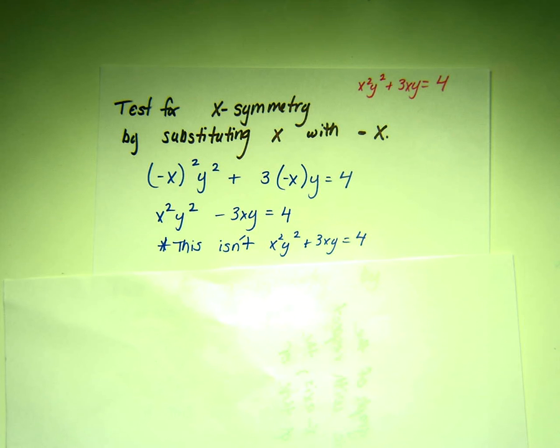Now pay close attention to how these are. Remember that two negatives give you a positive, so negative x times negative x, still going to get that positive x squared. The exponents still are going to be valid, so that's why it's here. Right here we're using the distribution property, so that 3 times that negative x gives you negative 3x. When you simplify it all together, you have x squared y squared minus 3x equals 4. There's no symmetry here because this isn't x squared y squared plus 3x. Again, notice how they're not the same thing.